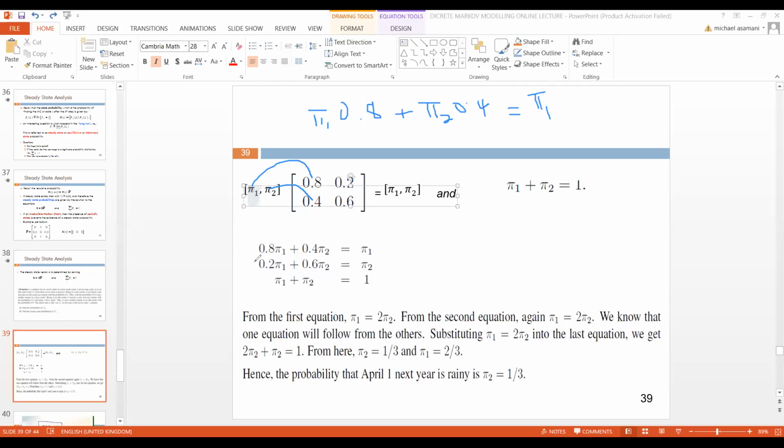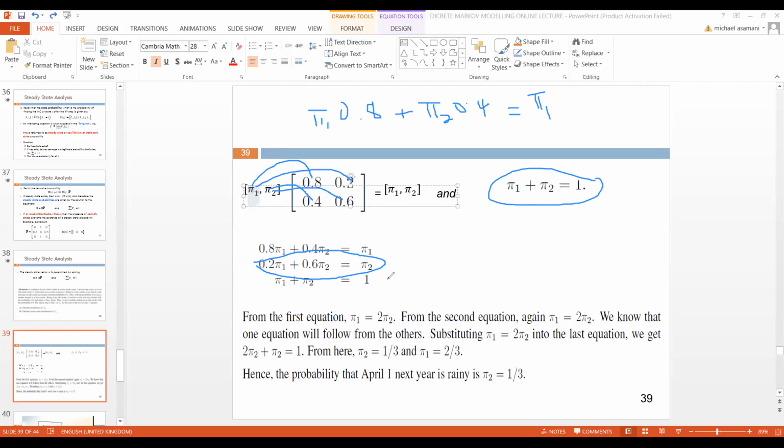Then we do the same to obtain the second equation. That will be pi one times 0.2, and then pi two times 0.6. That will give us the second equation here. Then, like I said, this is a 2x2 matrix, so we take this other equation into consideration when solving it. So we have pi one plus pi two is equal to one.